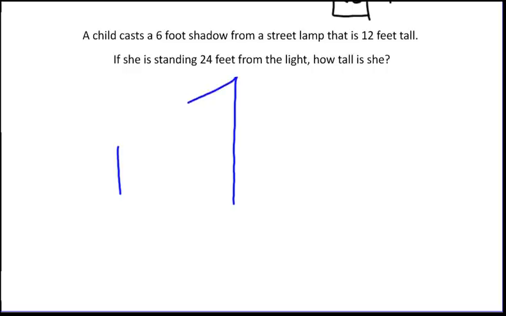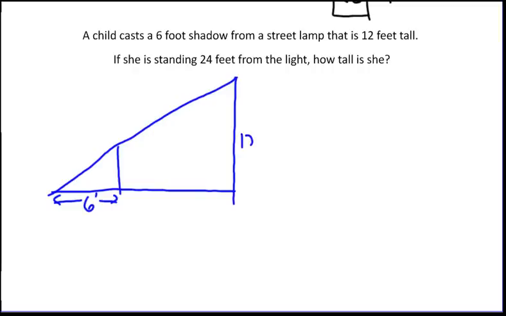The street light is shining and casts a shadow over here, and again I'm just going to continue. The child casts a 6-foot shadow, so that's from there to there. The street lamp is 12 feet tall. She is standing 24 feet from the light. How tall is she?